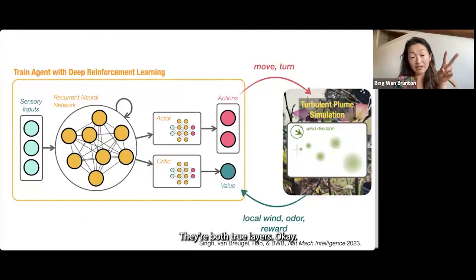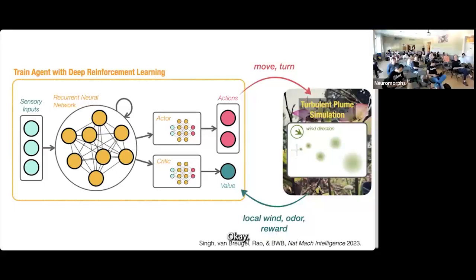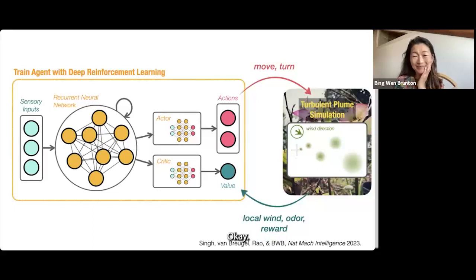They're both 2 layers, okay? And they're 2 layers, I believe each layer is 64 units. And if I'm slightly wrong, I'm sorry, it's in the paper.